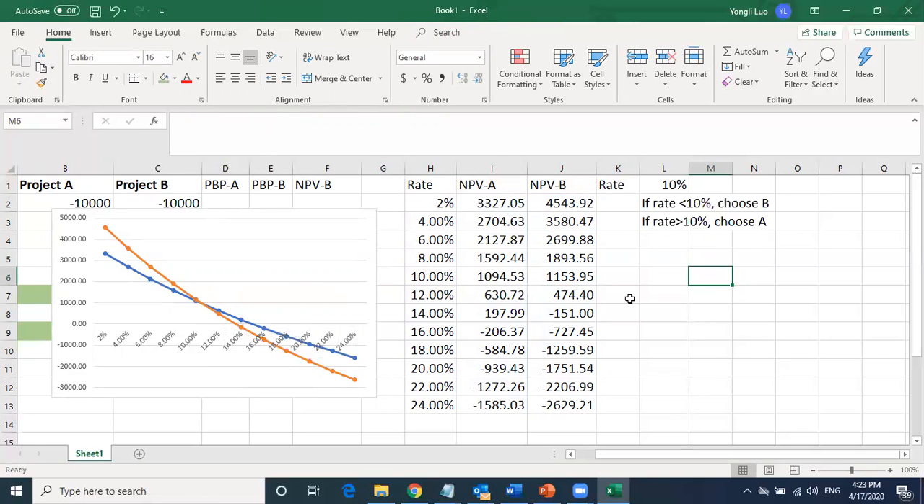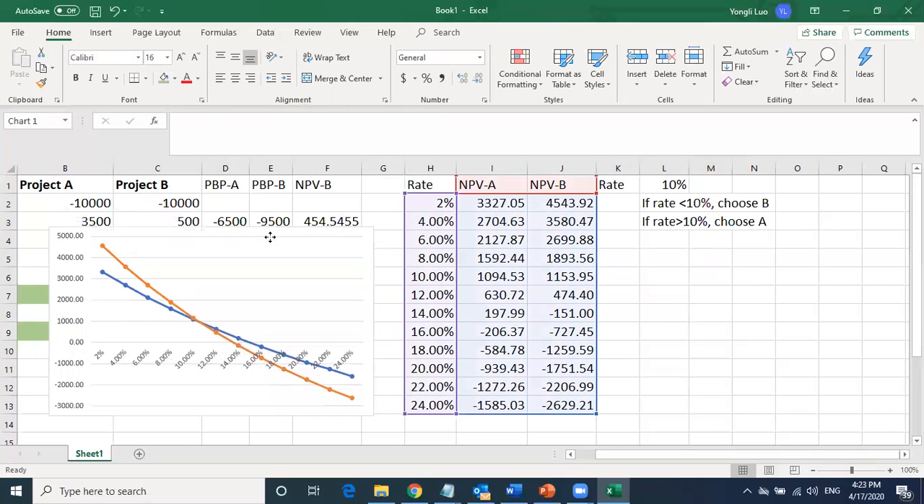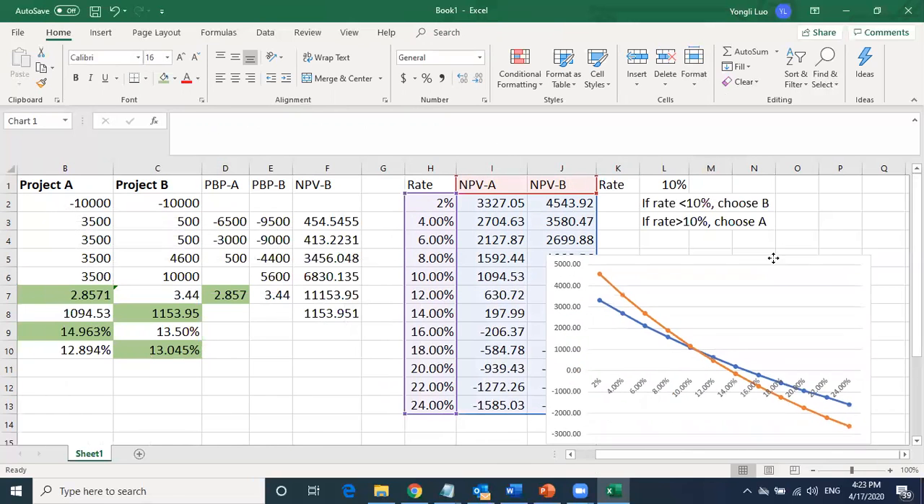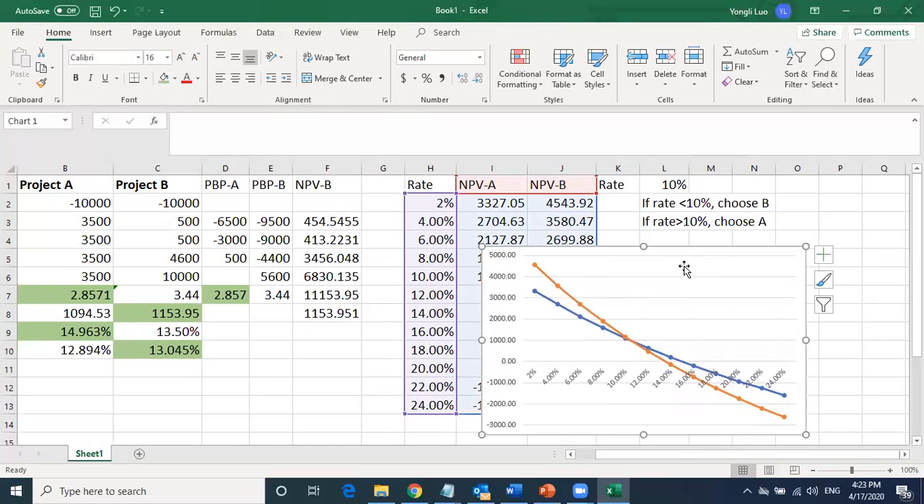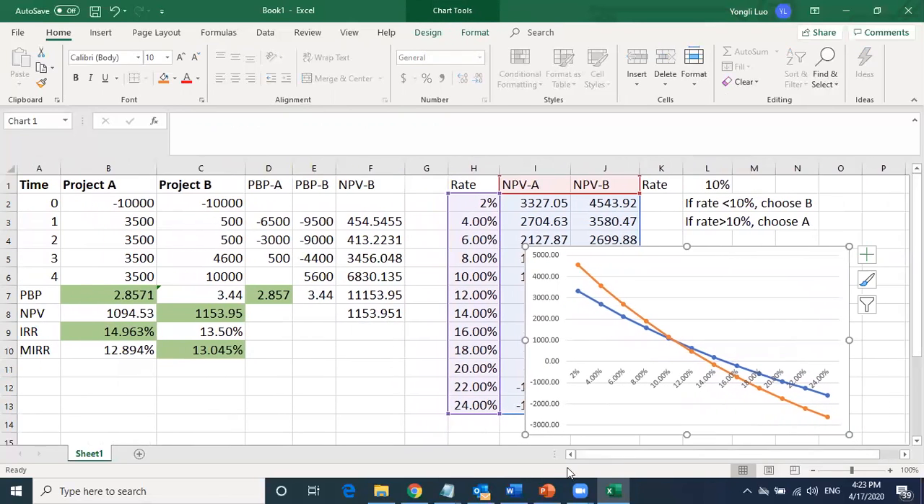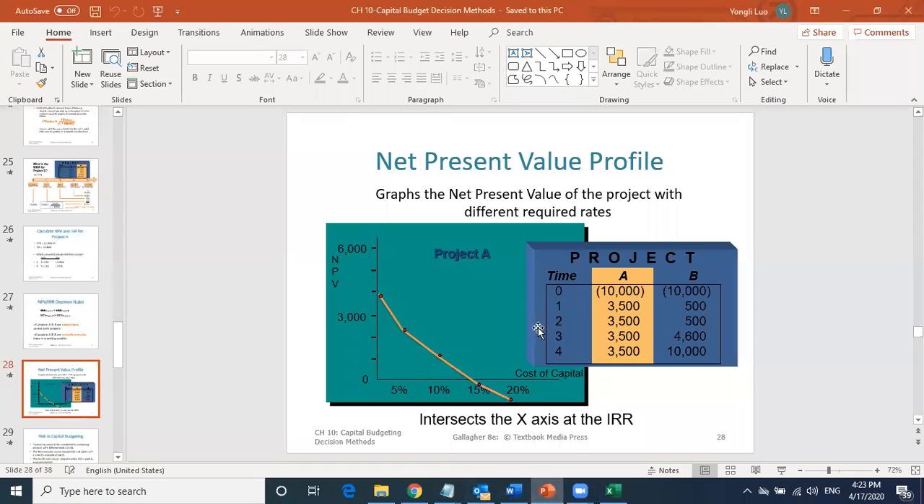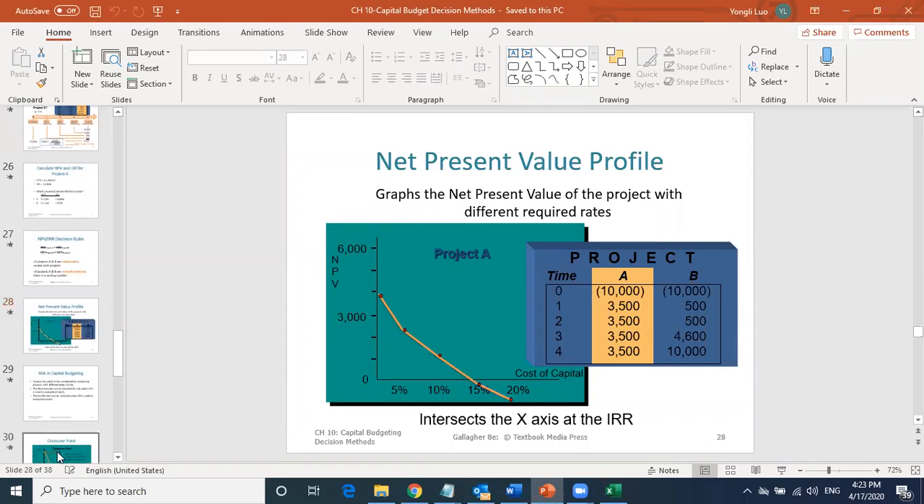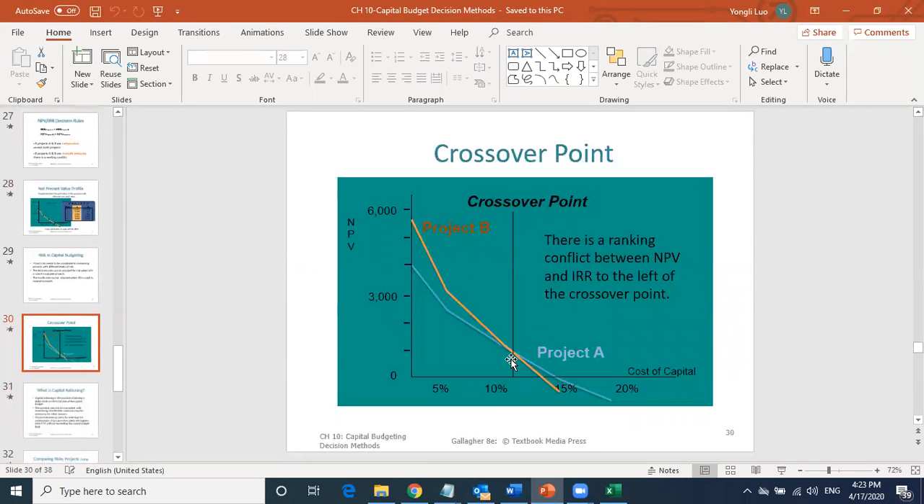When you have two projects and the results conflict, because net present value and internal rate of return give you different solutions, you have to do the net present value profile to determine which one you choose, by finding the crossover point. That's how you do it.